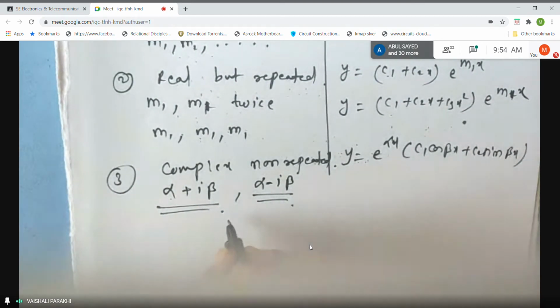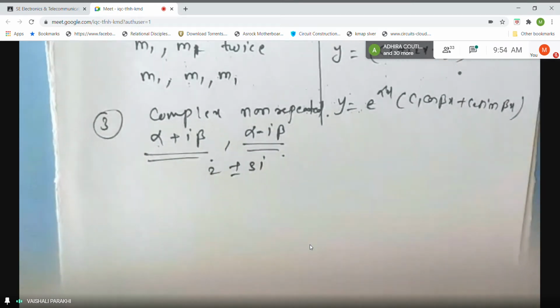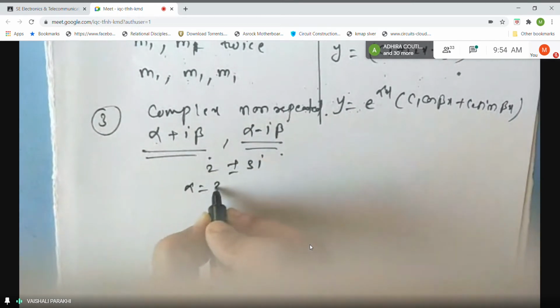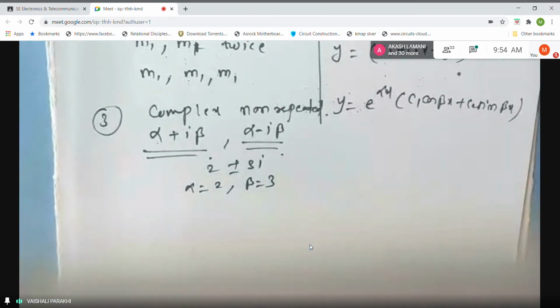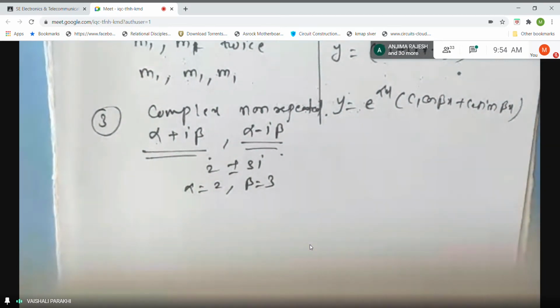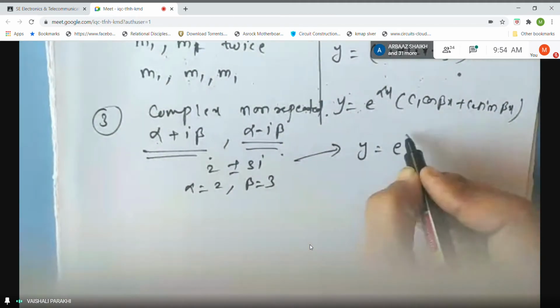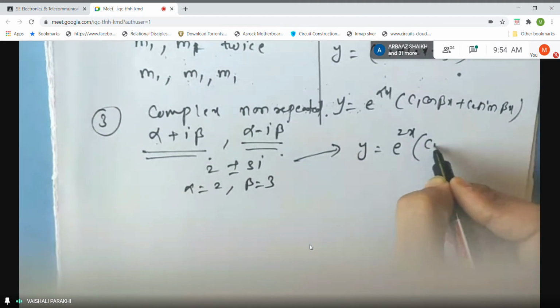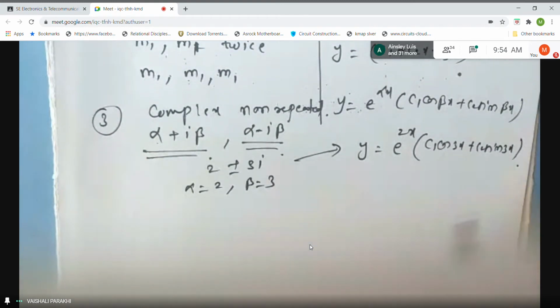Suppose your roots are 2 plus or minus 3i. For example, what is alpha here? Alpha is 2, and what is beta here? Beta is 3. Don't take minus 3, because it is understood that there is minus 3 also for the other root, so you need not show it separately. So what will be the complementary function for this? e^(alpha x) (C1 cos beta x + C2 sin beta x).